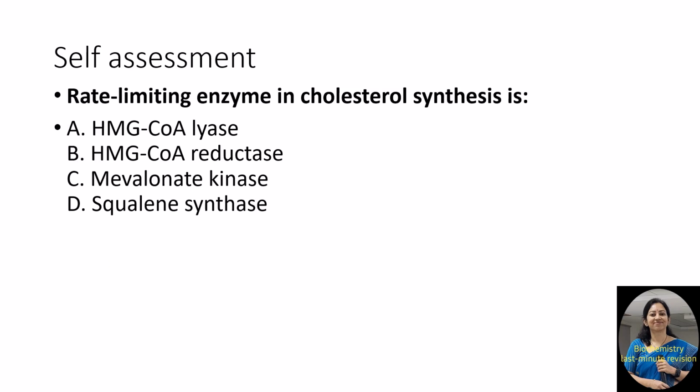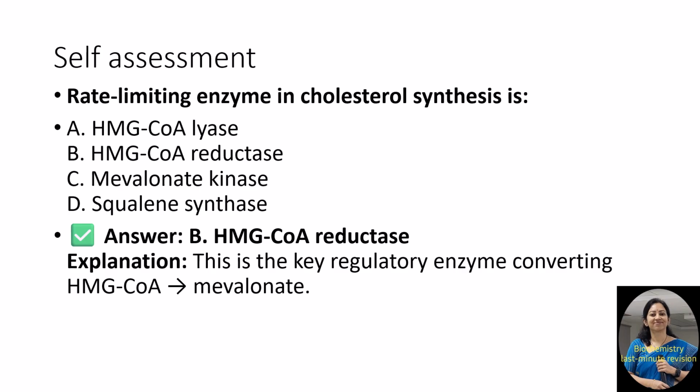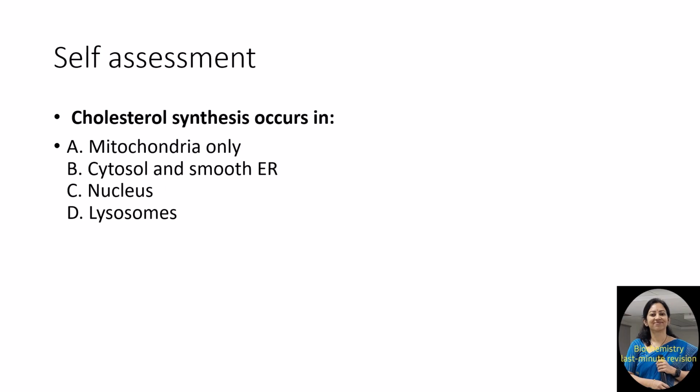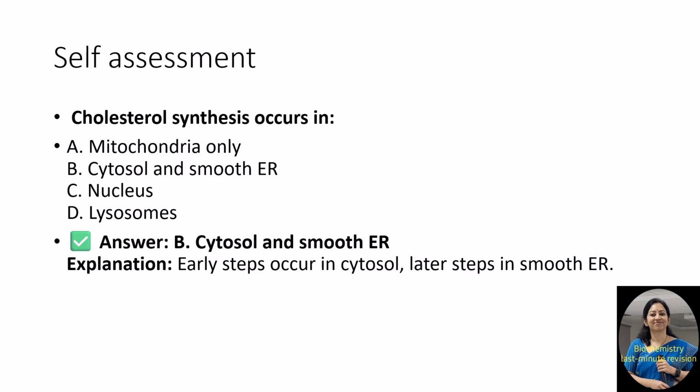Coming to the assessment part, the rate limiting enzyme in cholesterol synthesis is HMG-CoA reductase, which is required for conversion of HMG-CoA to mevalonate. Cholesterol synthesis occurs mainly in the cytosol and smooth endoplasmic reticulum. The early steps occur in the cytosol, and later steps occur in the endoplasmic reticulum. Sorry, initially I had mentioned mitochondria. It is not mitochondria, it is endoplasmic reticulum.